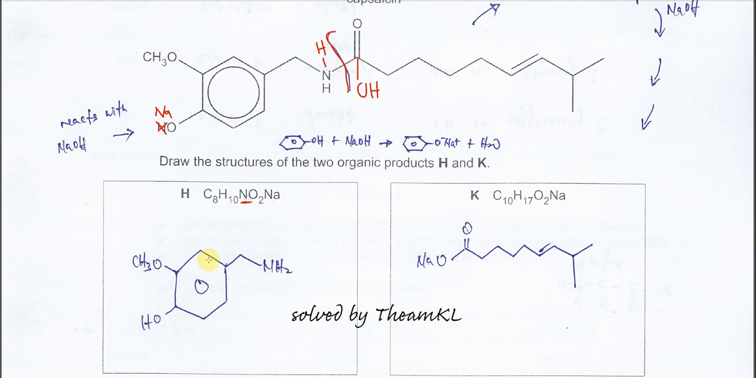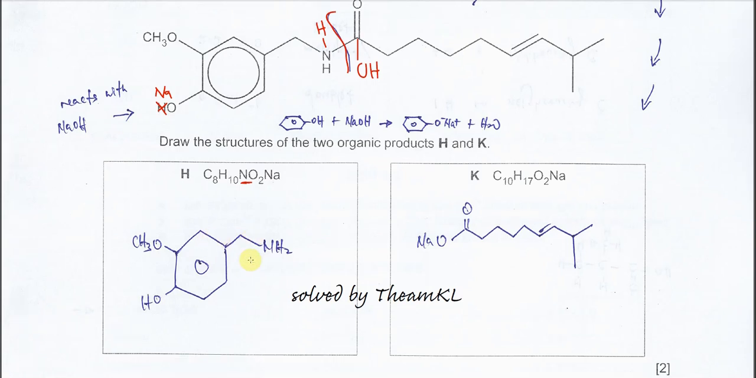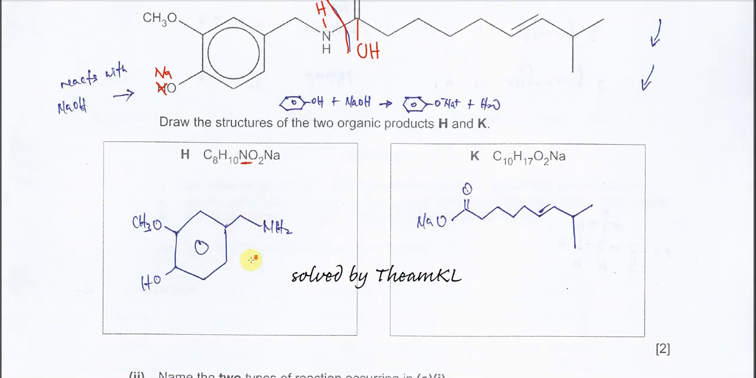So your answer here, this one, is wrong. Again, this one is a phenoxide. So there was a mistake here. This phenoxide will be formed, and this one no change, and this one of course no change. So this is the compound H. After you do this, you have to count the carbons, hydrogens, and nitrogens number. If it's the same as this, then it's correct, right?